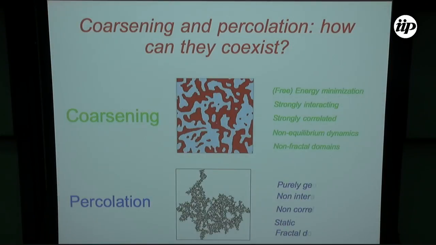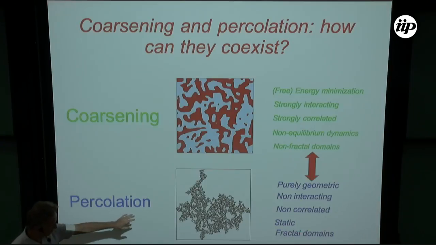Then I want to compare this problem with percolation that we heard already a lot about. So in this picture, this is a percolation cluster at criticality. And these are the properties of percolation. It's a purely geometric problem, non-interacting, no correlation by definition. When I talk of percolation, I will refer to standard percolation, which means random percolation. It's purely static, and this is, of course, a fractal.